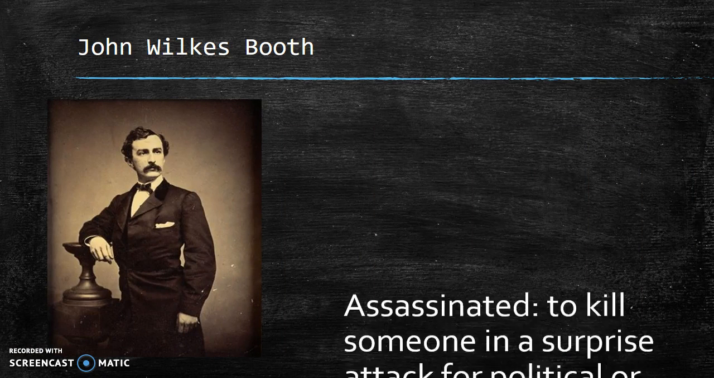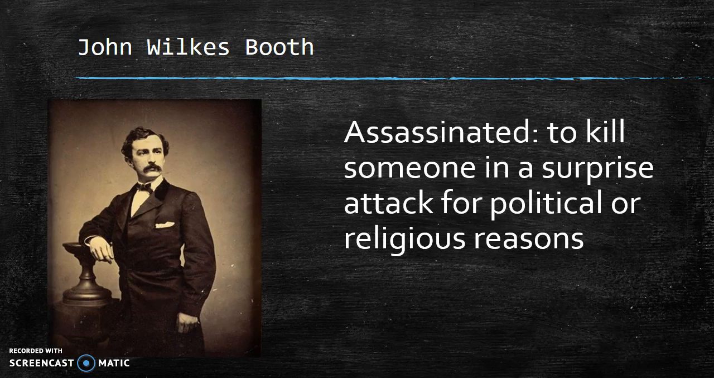Not long after the war, another tragedy would strike the country. John Wilkes Booth was the man that assassinated the president, Abraham Lincoln. He wanted to get revenge by killing Lincoln in a surprise attack. John Wilkes Booth killed President Lincoln while he was at a theater watching a play with his wife and friend.